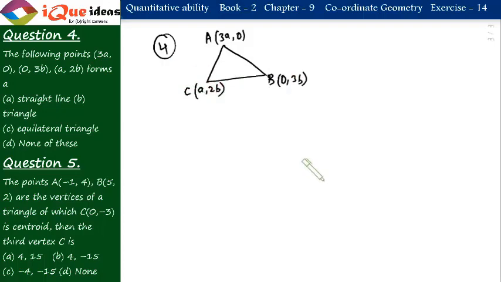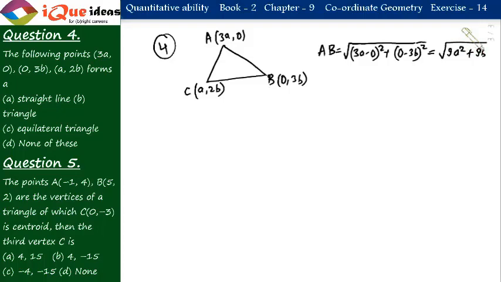Alright, so we can calculate the lengths. AB would be equal to square root of (3a minus 0) whole square plus (0 minus 3b) whole square. Right, so it is equal to square root of 3a minus 0 is 3a, whole square is 9a square. Now 0 minus 3b is minus 3b, square will be 9b square. So 9 comes out and square root of 9 is 3, so it is 3 root of a square plus b square.